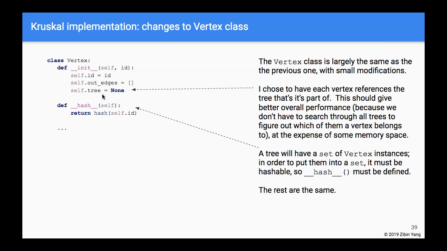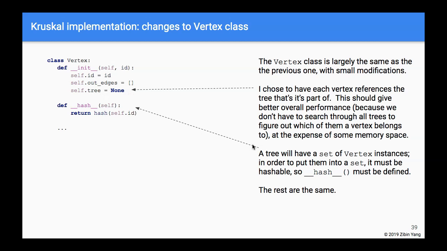A slightly faster way, to me, is that for each vertex, I just have a reference to the tree that it is in at the moment. So that's what this attribute is for. Now, keeping this attribute obviously uses a little more memory. So even though it's faster, it does use more memory.